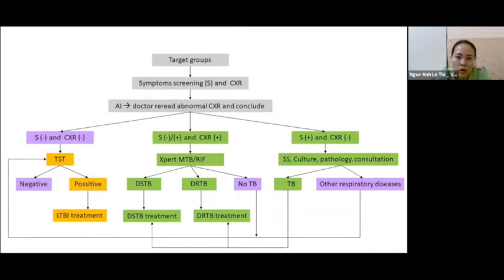The next slide will show you the algorithm that we apply in health facilities. As you can see, beside the target groups that I mentioned in the previous slide, we use this for routine activity screening as well. That's the reason why we add the group of presumptive TB in the first box of the algorithm. Next, please.